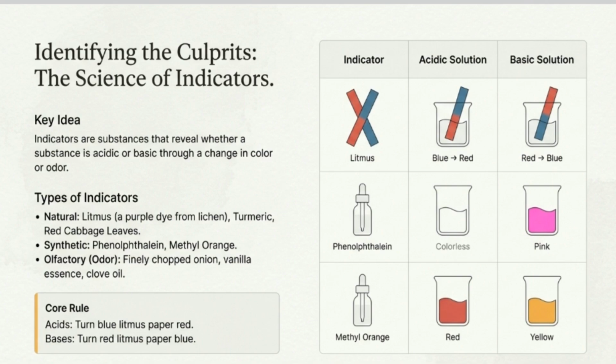Indicators are substances that reveal if a solution is acidic or basic, often through a change in color. Natural indicators include litmus, turmeric, and red cabbage leaves. Synthetic ones include phenolphthalein and methyl orange. A core rule is that acids turn blue litmus paper red, and bases turn red litmus paper blue.